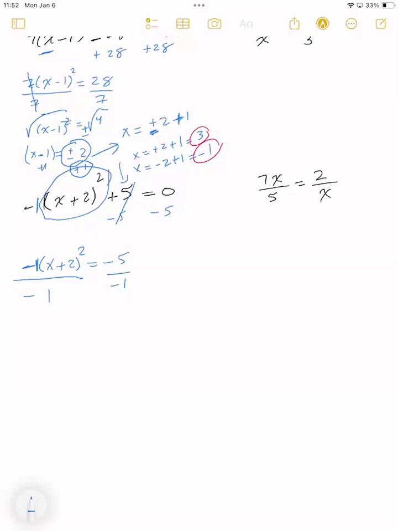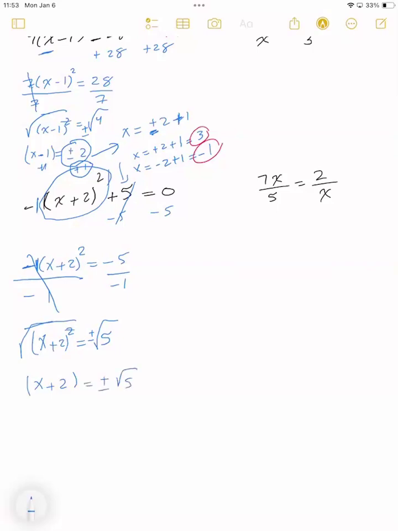Negative and negative cancel each other. You get (x plus 2) to the power 2. Negative over negative is +5. You want to get rid of these 2, put a radical and a radical. The number side gets positive negative radical. 2 and radical cancel each other. You get x plus 2.